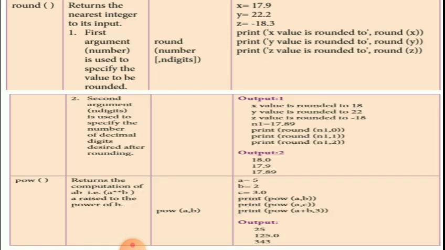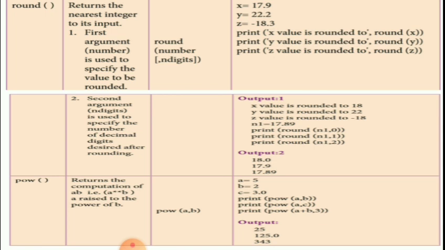Next one is round value. It returns the nearest integer to the given input. For example, we have given x is equal to 17.9, y is equal to 22.2, then z is equal to 18.3. We can get the output 18, 22, then minus 18. Here you can notice the maximum value as per the calculation of mathematical terms. If you got 17.5 and above, you can round off the value to a maximum of 18.